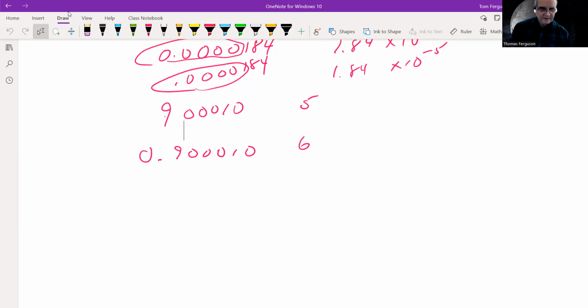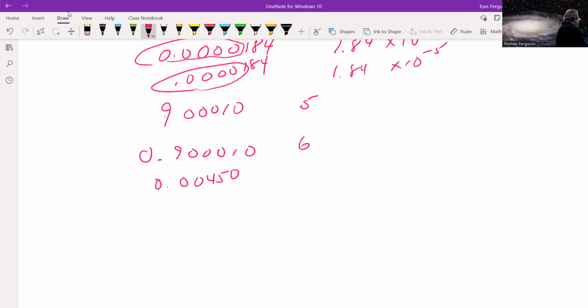All right, let's do one more of these. Okay, so we have a decimal point, and we have a trailing 0, so that 0 counts. And the ones in the beginning don't count. So that's 3. Okay. Now this is one that I want to go over, is rounding to 3 sig figs.